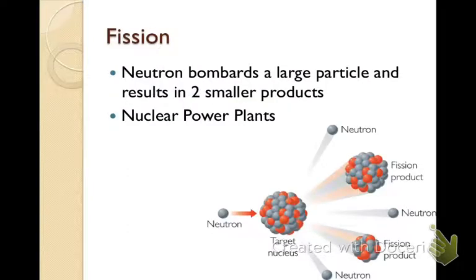So the first one is fission. The way I like to remember this is fission is division. Here we have a large nucleus, and it's bombarded by a neutron in order to break down into two smaller particles. So again, a neutron bombards a large particle and results in two smaller products, and this happens in our nuclear power plants.